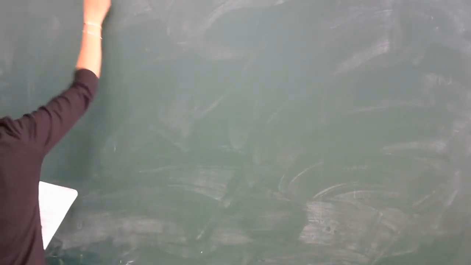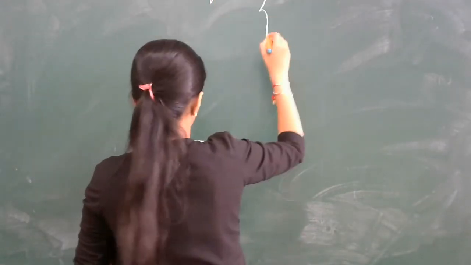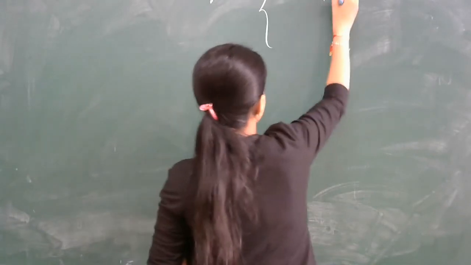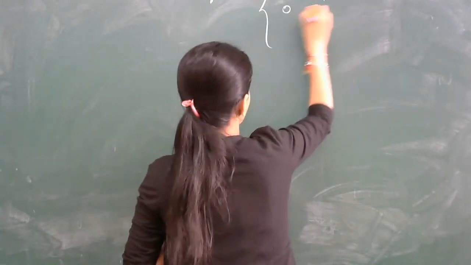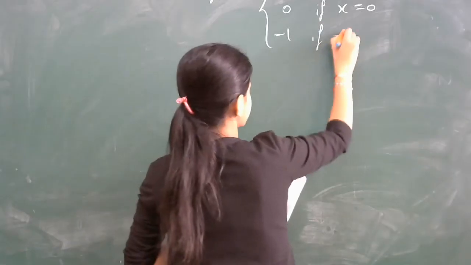The fifth question says: show that the signum function f from the set of real numbers to the set of real numbers, given by f of x is equal to 1 if x is greater than 0, 0 if x is equal to 0, and minus 1 if x is less than 0.